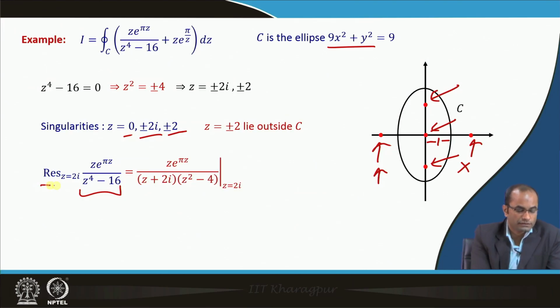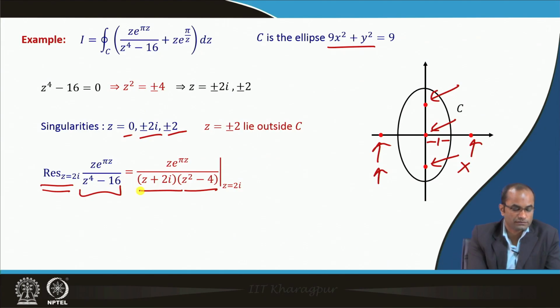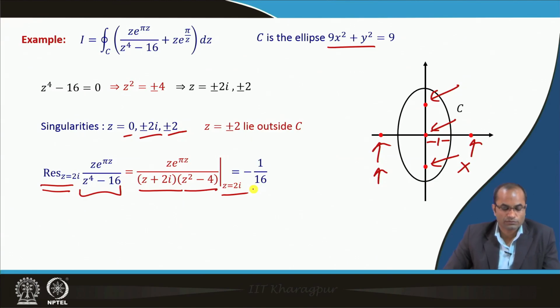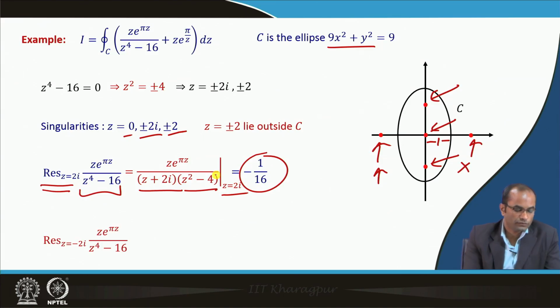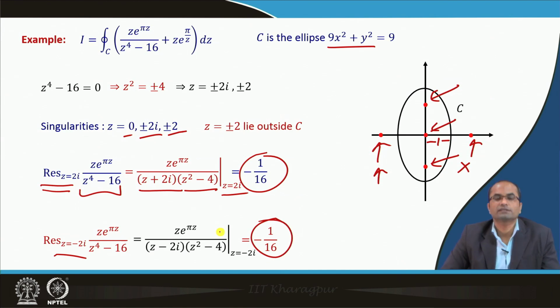If we compute the residue there at z equal to 2i, we take z plus 2i times z^2 minus 4, so except the z minus 2i term, the rest is considered here, and then taking the limit z equal to 2i, we get minus 1 over 16. Similarly, for minus 2i also we can evaluate this, and the same number, minus 1 over 16, will come. So, these are the 2 points we have evaluated.